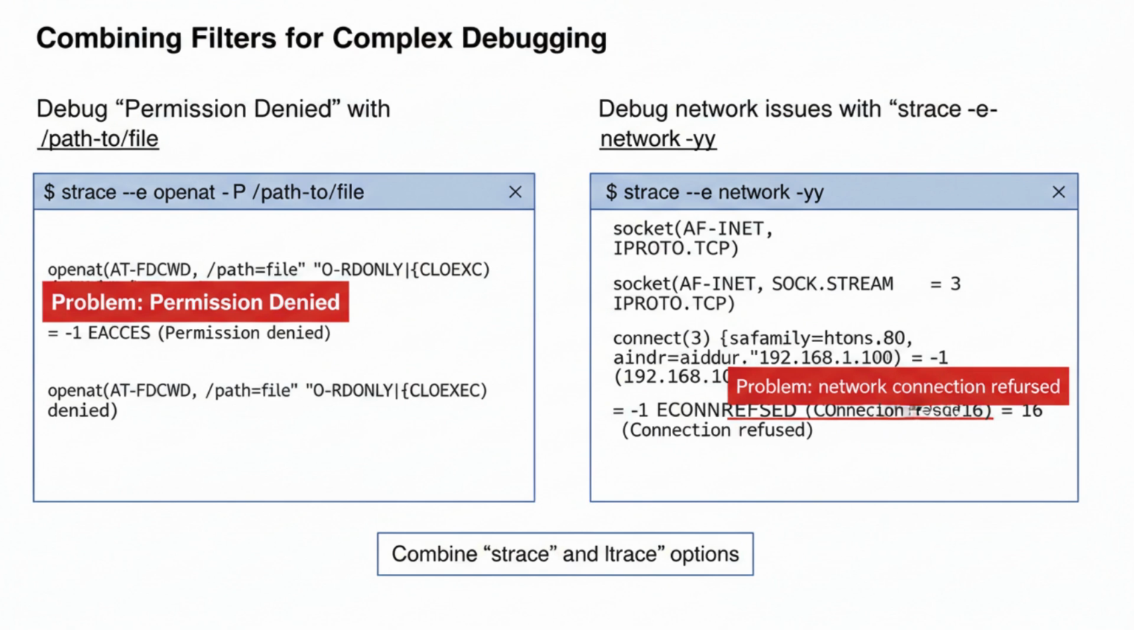For network issues, strace -e network -yy your_network_app will show only network-related system calls with detailed socket information. By layering these filters, you can construct highly specific debugging commands that drastically reduce analysis time and lead you directly to the problem's source, transforming a sea of output into actionable insights.